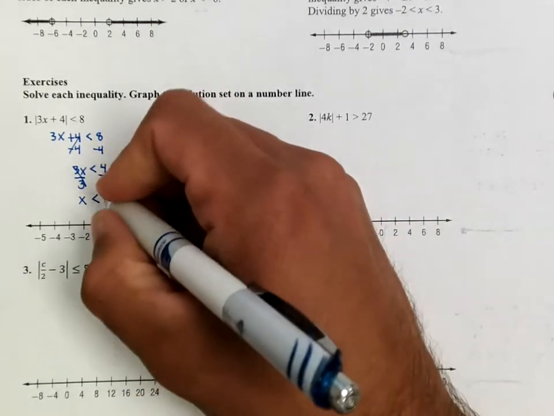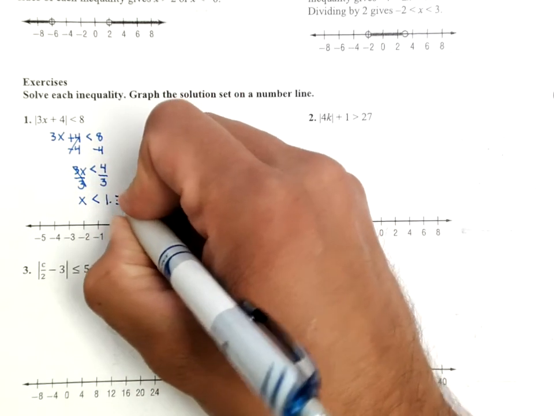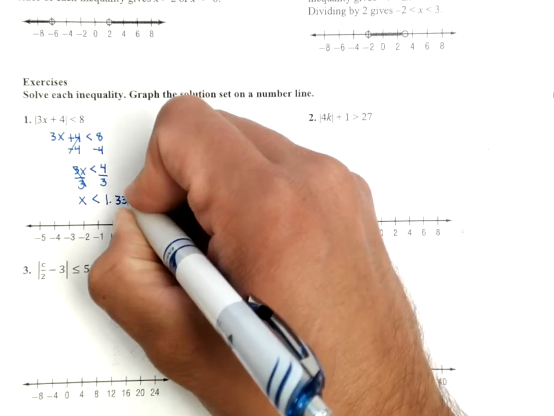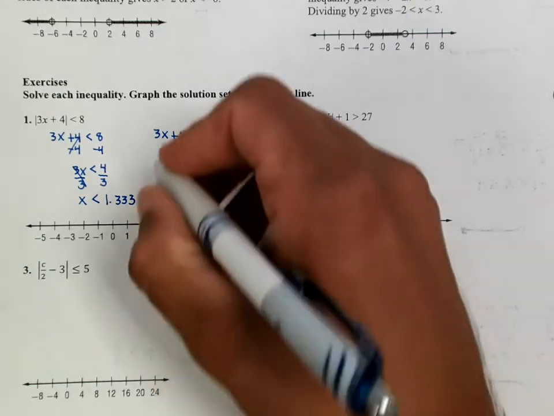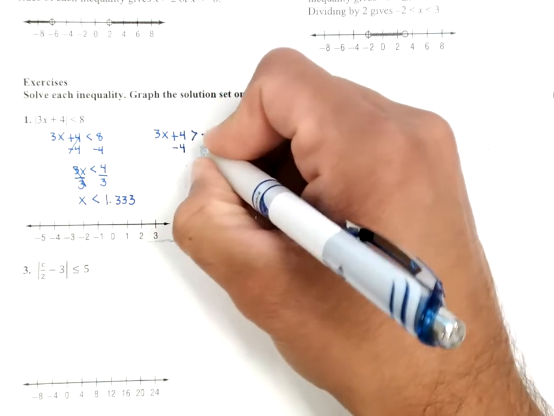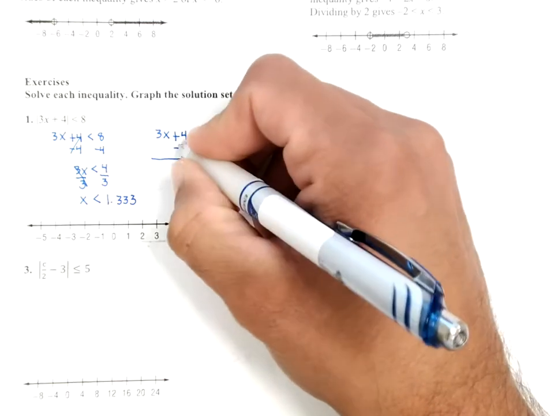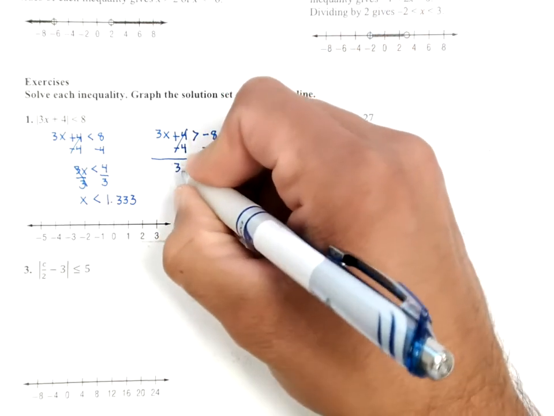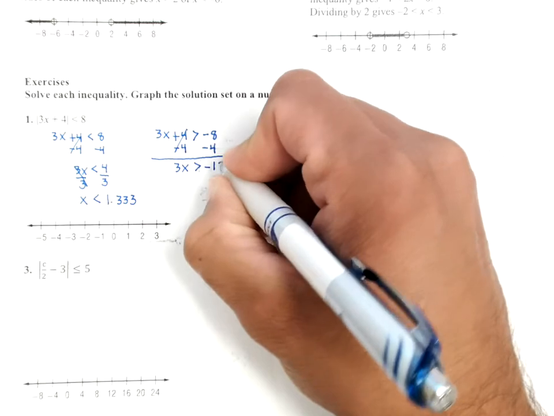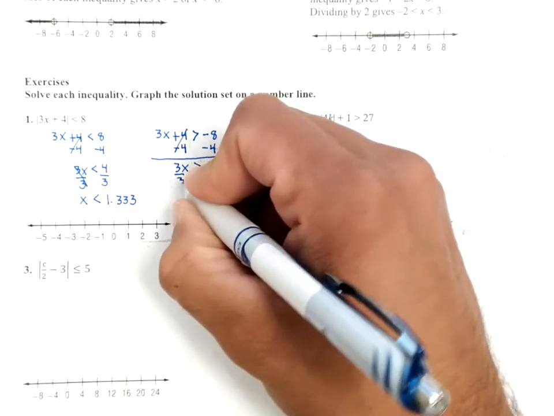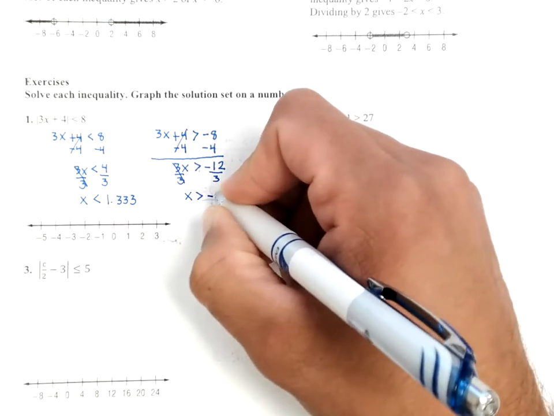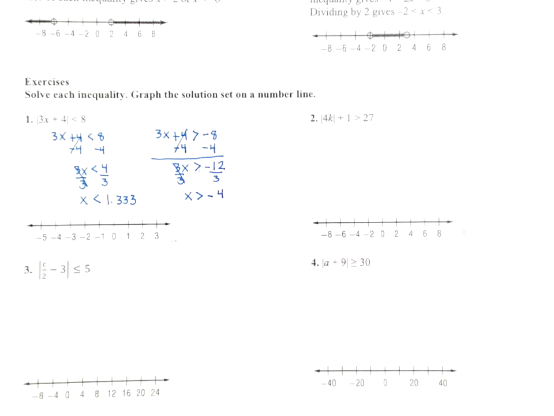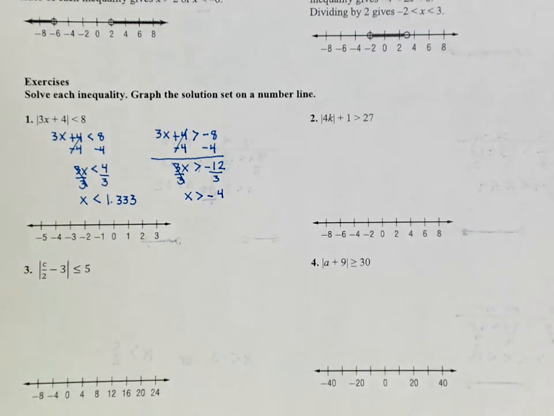So this is 1.333, right? On the other one, we're going to subtract 4 from each side. So this is 3x is greater than negative 12, and then when I divide by 3, I get x is greater than negative 4. Okay, so after that I'm going to graph it.